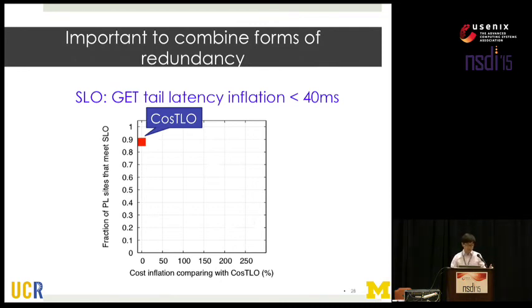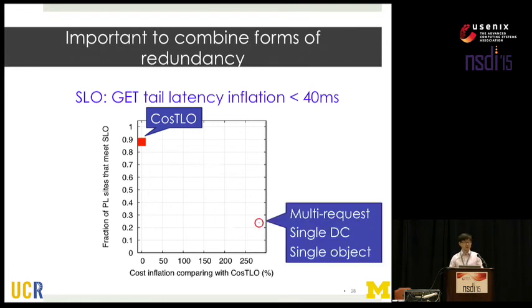So the more to the left and the more to the top, the better. When we use a single data center and a single copy of objects, only slightly over 20% of Platinum nodes can satisfy the 40 milliseconds SLO. And also because of the poor ability to reduce tail latency, the Platinum nodes also need to issue lots of redundant requests to fulfill client requests, which will incur high cost.